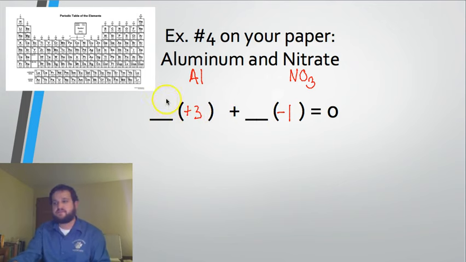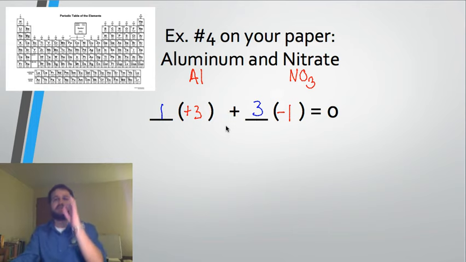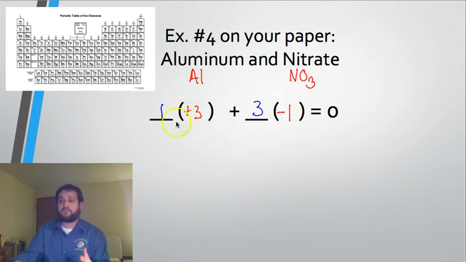And hopefully you see that the only numbers that work other than 0 are 1 and 3. Now you could have 2 and 6, sure, you could have 3 and 9, but remember we want the lowest possible numbers. Okay, and the lowest possible numbers are 1 and 3. This means that I have 1 aluminum atom, so I'm going to go ahead and write that down here in blue. And now I need 3 NO3s.